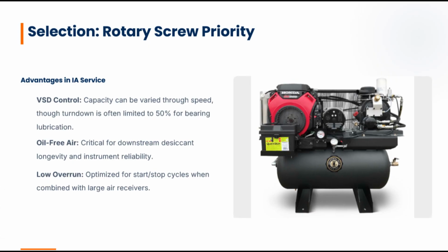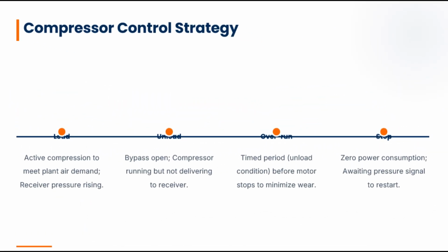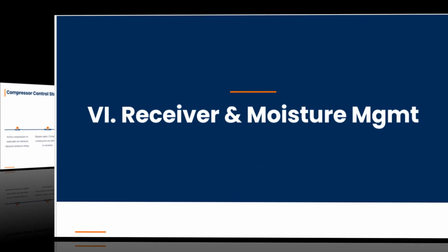Why rotary screw for IA? Oil-free delivery keeps the downstream desiccant alive. VSD gives capacity control, usually limited to 50% turndown for bearing lubrication, and it tolerates start-stop cycling with a properly sized receiver. 4 control states to model: load, unload, overrun, and stop. The overrun timer protects motor windings from rapid cycling. Do not strip it out chasing energy savings.